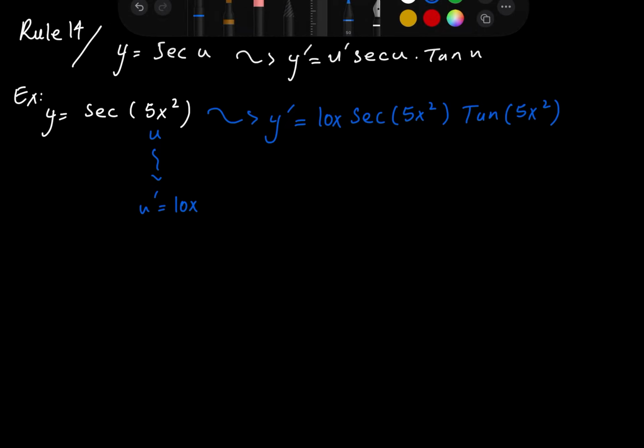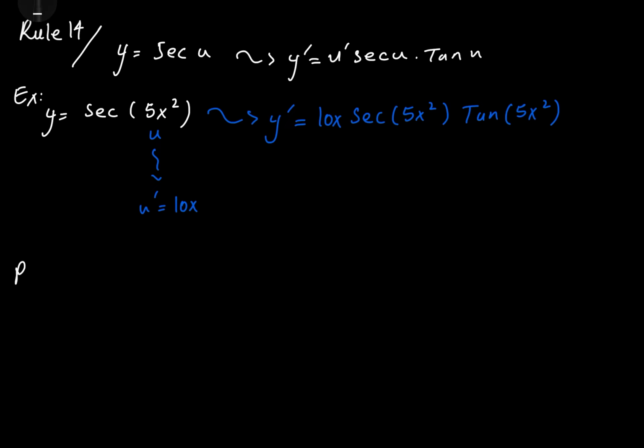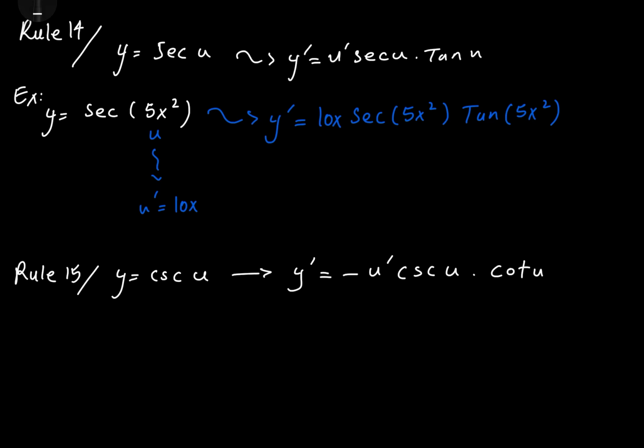Now, in order to take a look at the next rule, let's consider the friendly neighbor of secant, which would be cosecant. So in order to take the derivative of cosecant of u, you just have to write it as y prime is going to be negative u prime times the cosecant of u times the cotangent of u. U, of course, being the f of x, or the function.